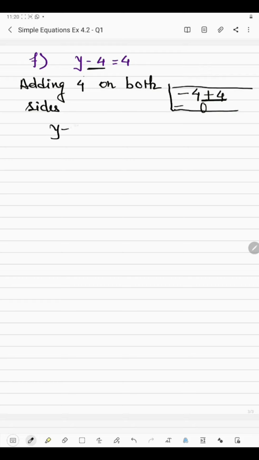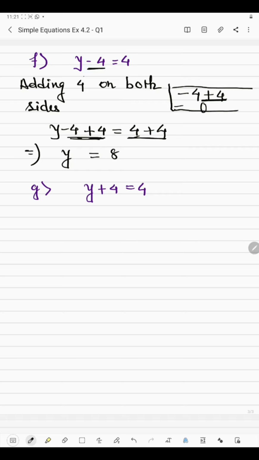So y minus 4 was there, so we'll add 4 on both sides, so it will be y minus 4 plus 4, and on the right we have 4, and if you take plus 4 on both sides, then it will also be added by 4. So this part will be 0 because 4 minus 4 is 0, so it will be y only, and 4 plus 4 is 8, so the value of the variable y here is 8.